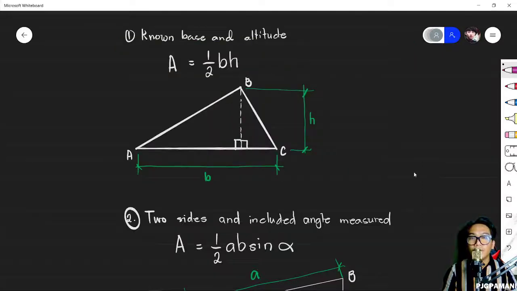Hi everyone, and welcome to part 2 of Module 4 Unit 2 with area computation using the triangulation method. There are several ways in which we could compute an area of a triangle.